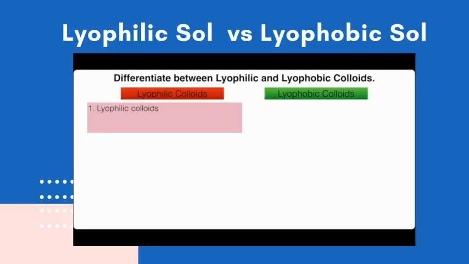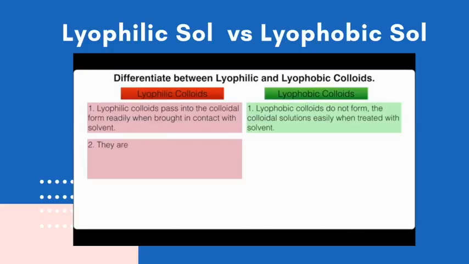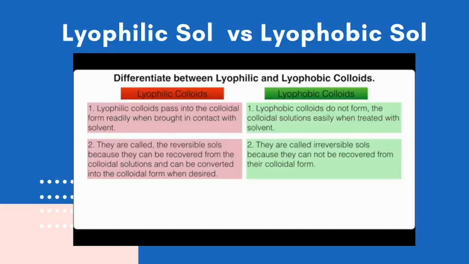Lyophilic colloids pass into the colloidal form readily when brought in contact with solvent. Meanwhile, lyophobic colloids do not form colloidal solutions easily when treated with solvent. Lyophilic colloids are called reversible sols because they can be recovered from the colloidal solutions and can be converted into the colloidal form when desired. Lyophobic colloids are called irreversible sols because they cannot be recovered from the colloidal form.